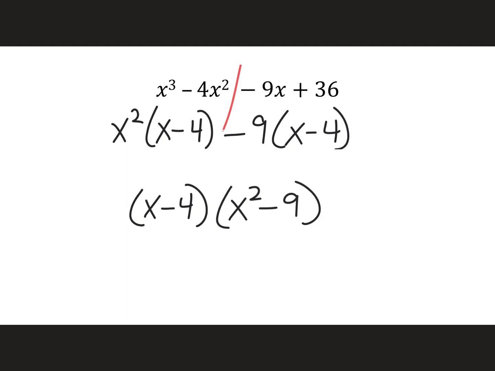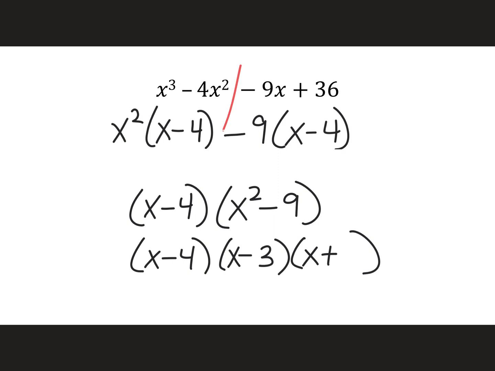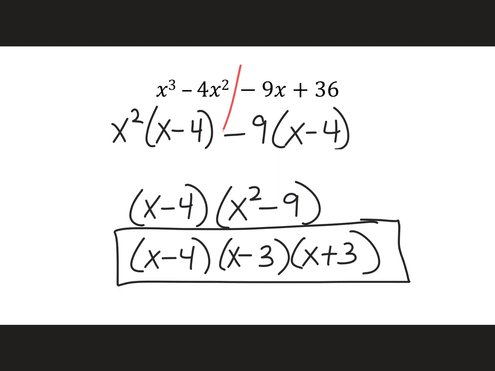Am I done? Well, if you said no, you're right. Because look at that second binomial. Do you notice that that is a difference of squares special? Yeah. So I've got to take care of that. So I have my x minus 4. And if you remember, this is one of these where I have the square root of x squared and the square root of 9. And one's going to have a minus and one's going to have a plus. So this is the actual final answer of that cubic polynomial.